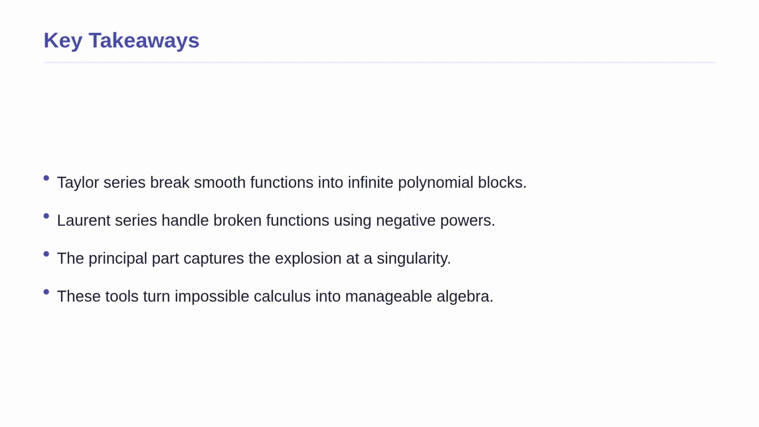First, a Taylor series breaks down a smooth, well-behaved complex function into an infinite sum of simple polynomial building blocks. Second, when a function has a broken point or singularity, the Taylor series fails and we must use a Laurent series instead. The Laurent series adds negative power terms, known as the principal part, to safely handle the explosion at the singularity within a donut-shaped region.